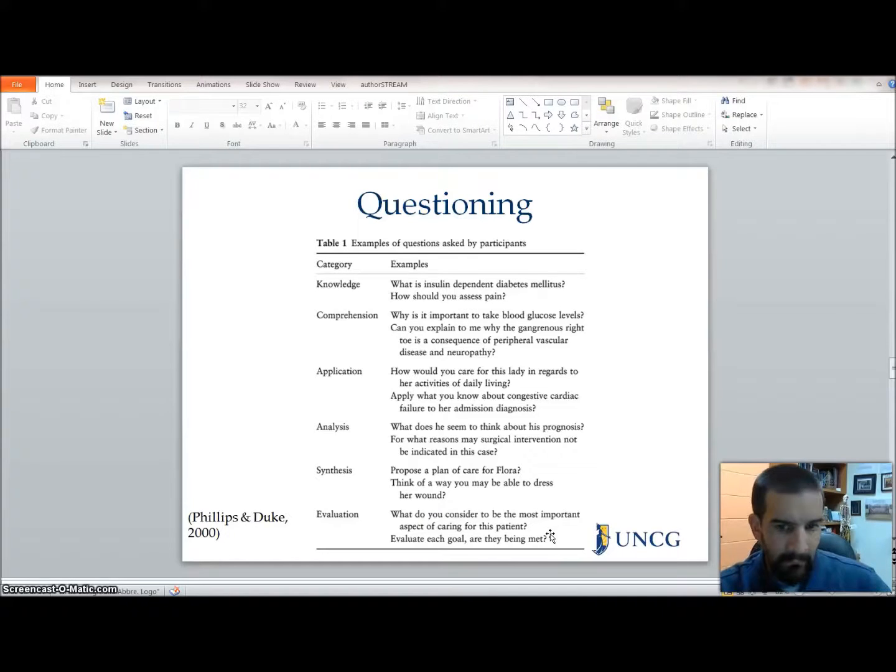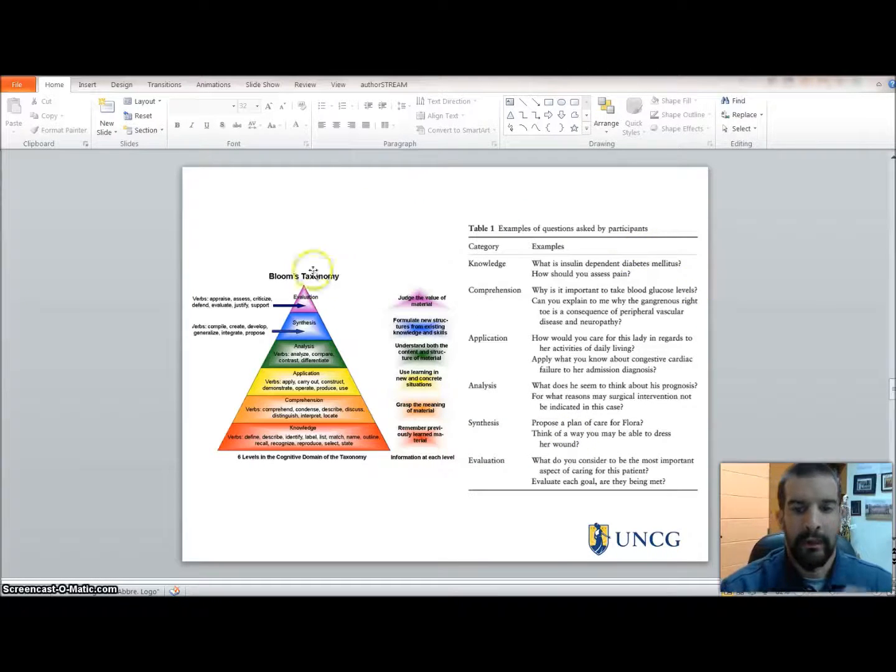Make sense? So if you put these two things together and they're opposite each other, the knowledge category here lines up with this knowledge level here, evaluation lines up with that evaluation tip. So they're flip-flopped.